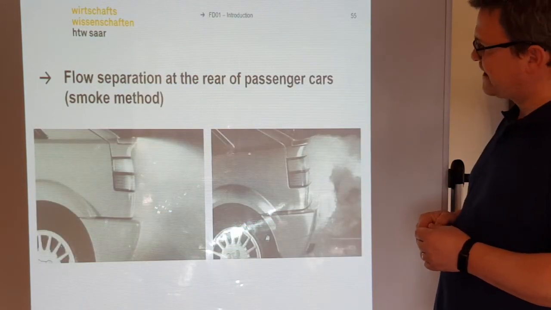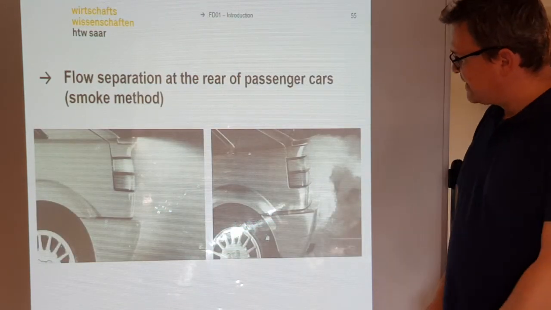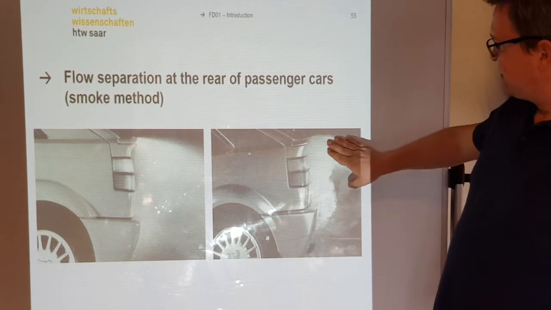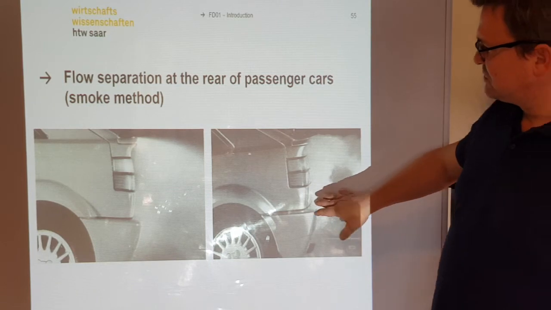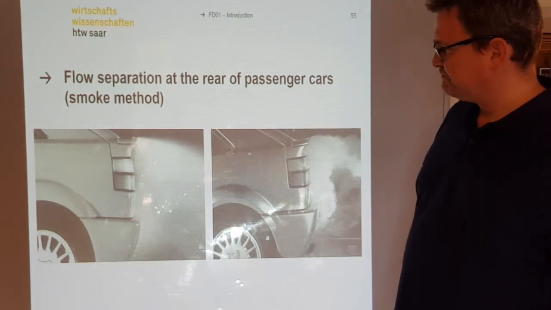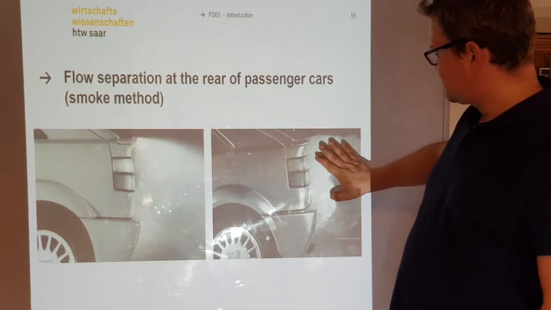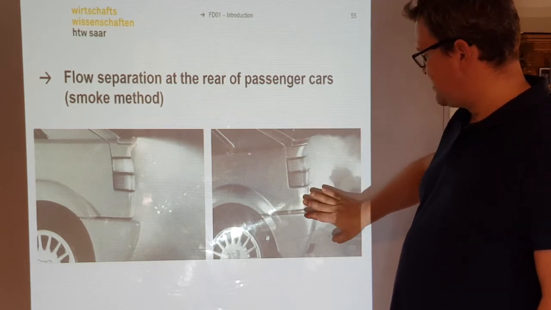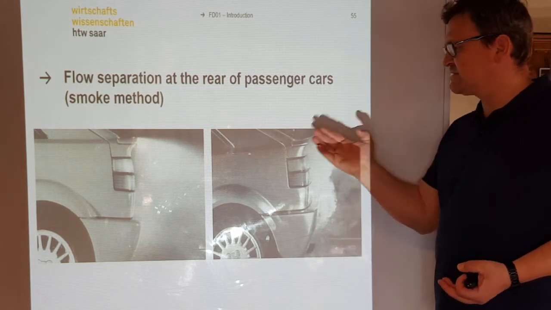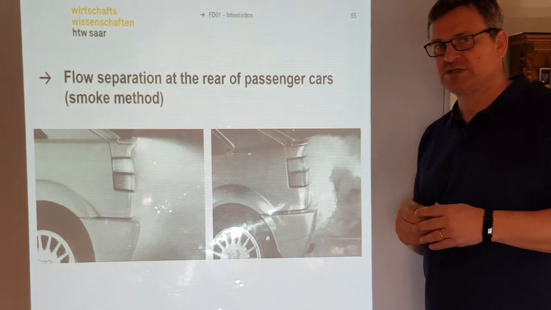Or here, it's another example. That's the optimization of a spoiler. And here you see they also made experiments in the wind tunnel with the smoke method, and they got swirls behind the car, and so they could optimize the spoiler geometries of the car.